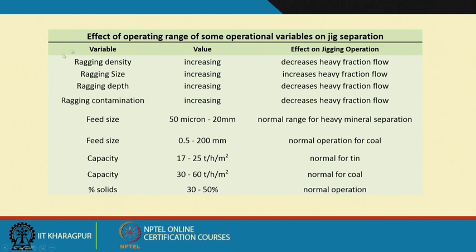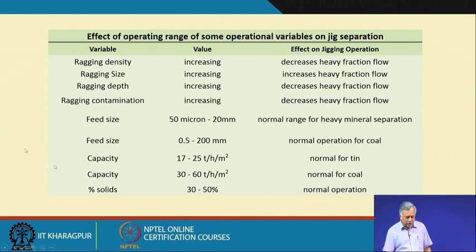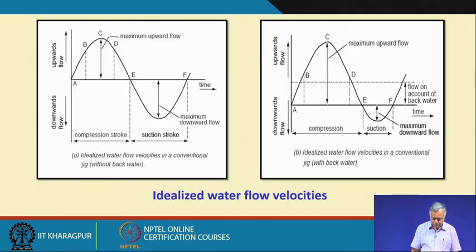Now, this is the summary of the effect of the operating range of some operating variables on jig separation. These are the things you can easily understand if you have understood how the separation occurs. This is just for you to understand the jigging phenomena. So, I leave it to you. I am not going to explain it again and again, because these are all already explained.